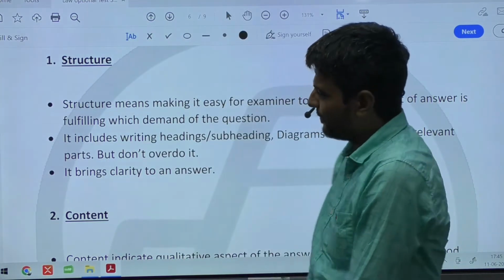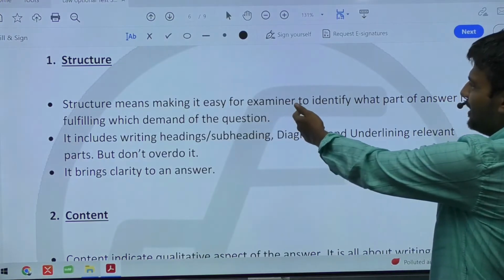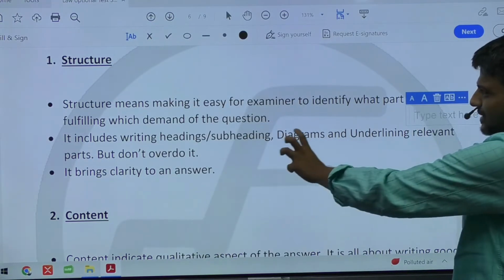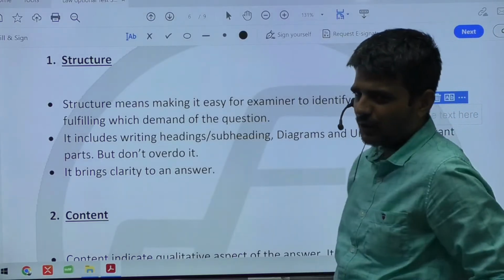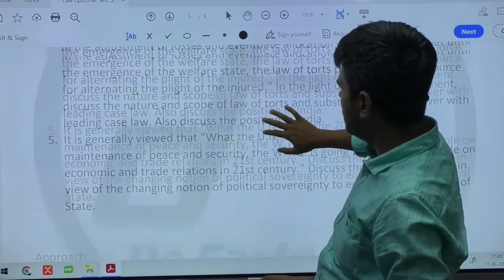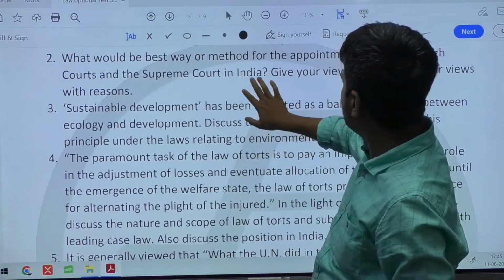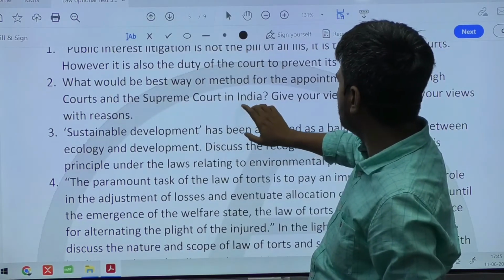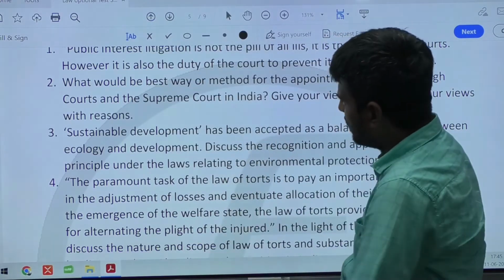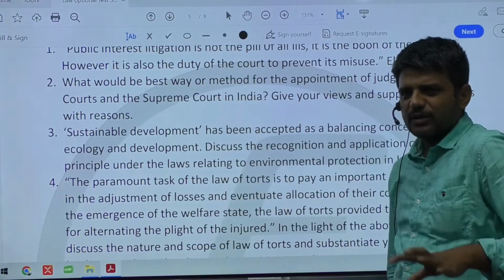Getting my point, right? So the first thing is that structure means making it easy for the examiner to identify which part of the answer is fulfilling which demand of the question. Let us start with an example. What should be the best method for the appointment of judges in the High Court, right? This is a philosophical question. They're asking your reasoning. So initially you write the constitutional provision a little bit.